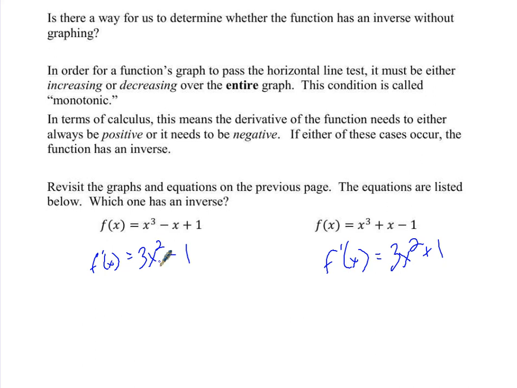But in this case, is there any way I can wind up with a negative result? Yeah. And of course I can wind up with a positive result too. So that means that this one has places where it's increasing and decreasing. But this one only has places where it's increasing. This one's always increasing. So therefore, the vocab here would be, this is monotonic, and an inverse exists. The vocab on this one would be not monotonic. No inverse.